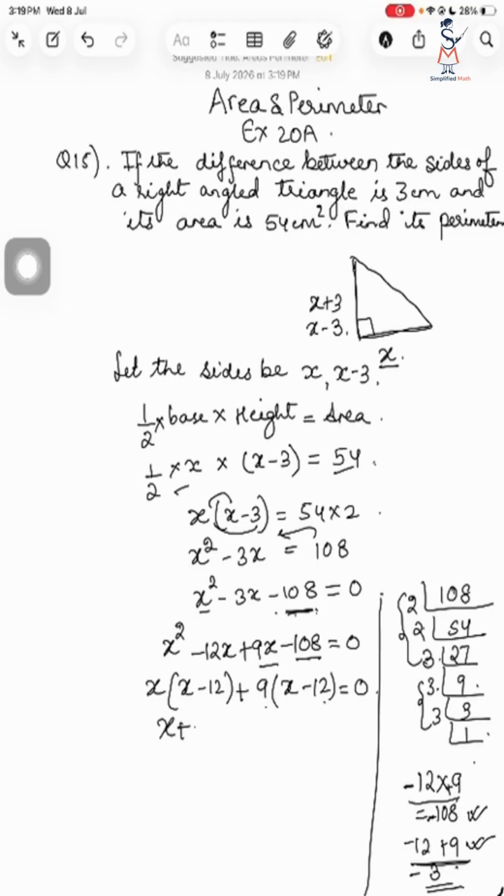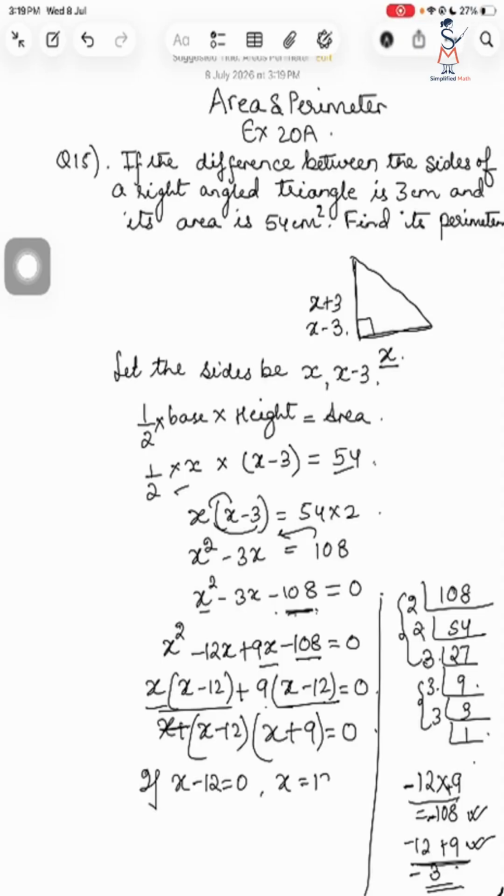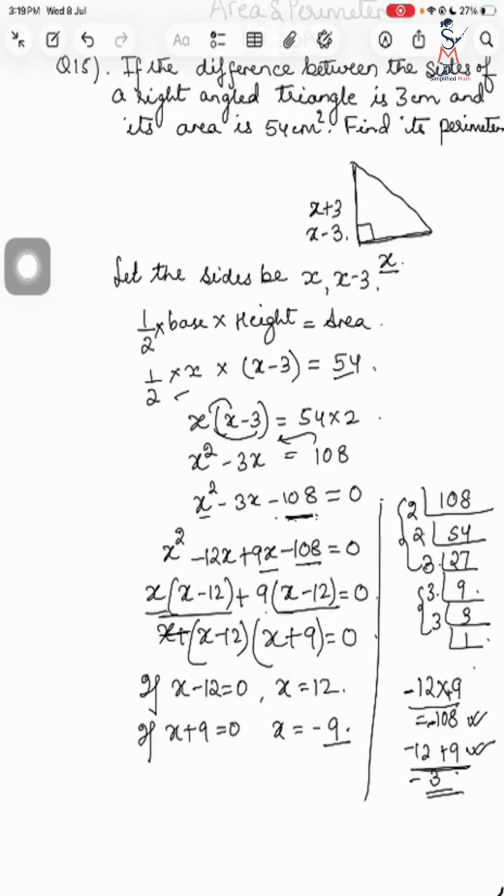x plus, okay, first let me do it like this. x minus 12 is common, because here also x minus 12, here also x minus 12. You are left with x plus 9 is equal to 0. So if x minus 12 is equal to 0, then x is 12. And if x plus 9 is 0, then x is minus 9. So we know that we cannot take minus 9 because it is the side. Therefore, x is equal to 12.